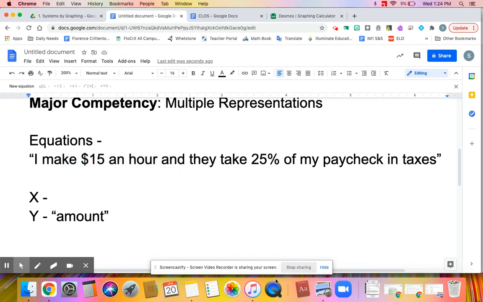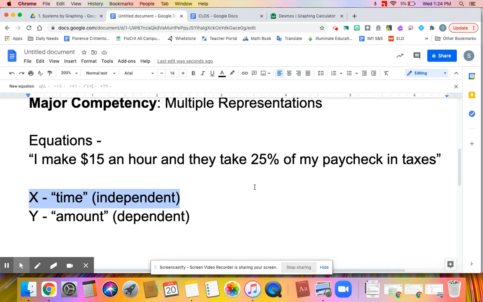And the thing about Y is it's dependent. Depend means to rely upon. So the amount of money I have depends on how much time, how many hours I've worked. So X usually is time, not always, but it's usually time. It's independent because time goes by. It's just going to keep going. It doesn't depend on how much money you've made. Time is going to go by whether or not you're making money. But the amount of money you have definitely depends on how many hours you've worked. So in general, X can represent time and Y represents amount when it comes to real life situations.